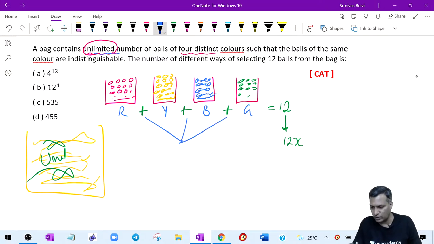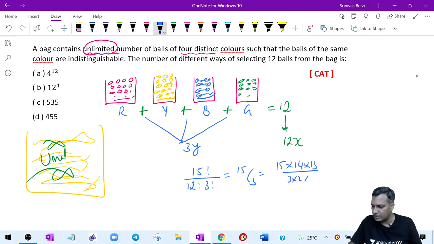3 pluses is what I have. Therefore, 3 y's. And hence the child can pick this in 15 factorial divided by 12 factorial, 3 factorial ways, nothing but 15C3. All of you know how to calculate this: 15 into 14 into 13 divided by 3 into 2 into 1. Simplification perspective, you all would be masters of it. That's not a worry here at this point in time. So this is 7 times, this is 5 times. Therefore, 91 into 5, which is nothing but 455, is the required answer.